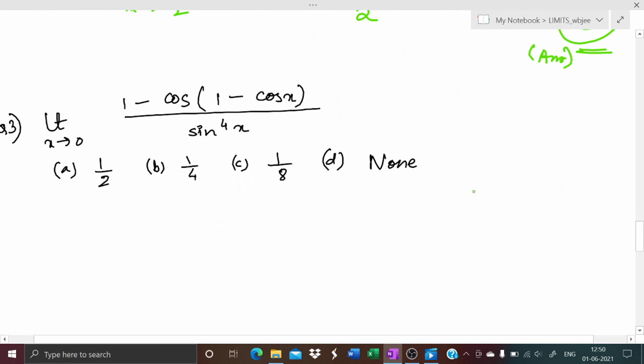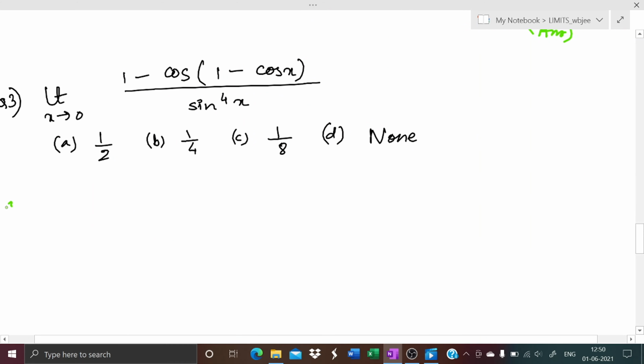Okay, good. Next question. The next question is also of the form 0 by 0. You can actually apply L'Hopital's rule to this question, but you can see that in the denominator it is sine to the power 4, the fourth power of sine. So you would have to differentiate it 4 or 5 times. A fifth order derivative of this function is really difficult.